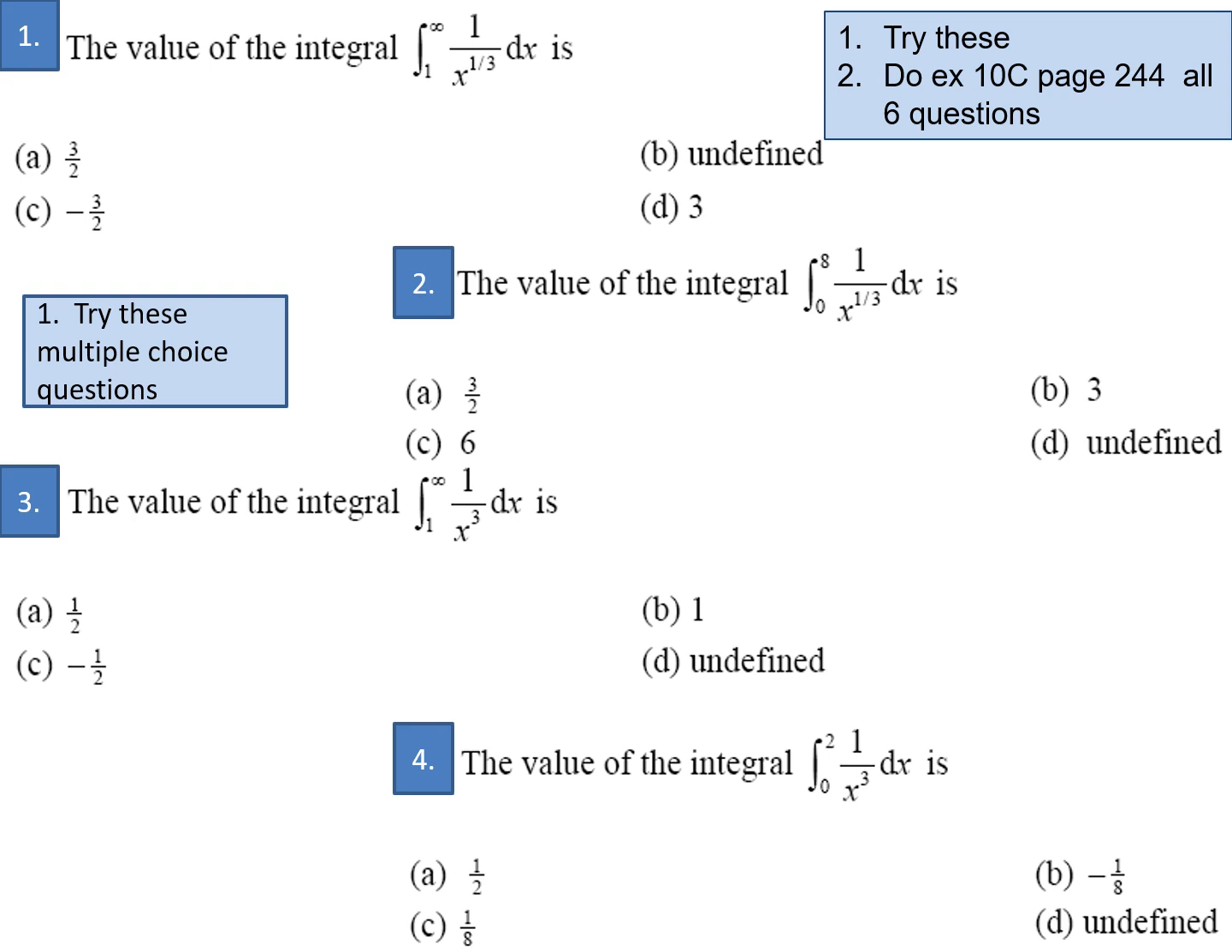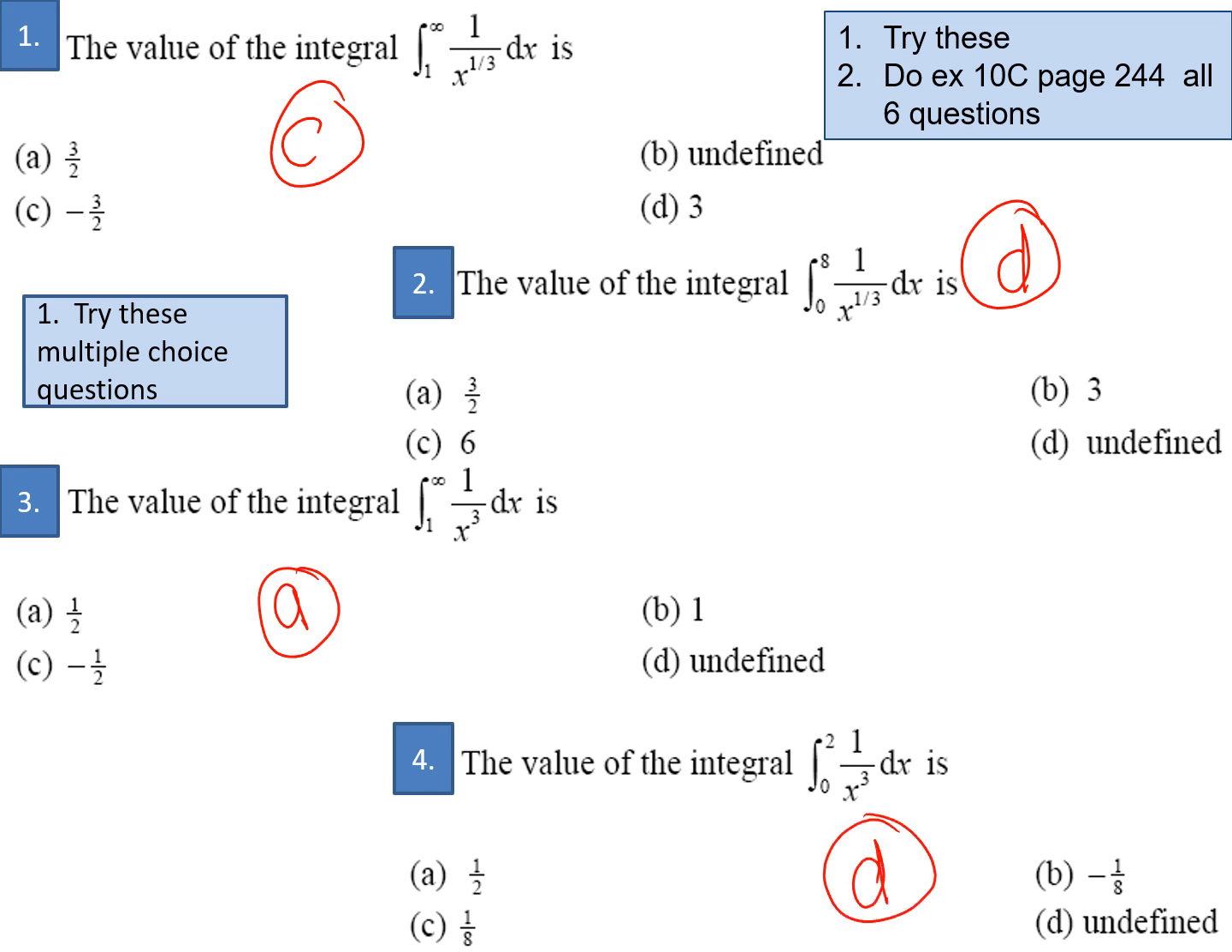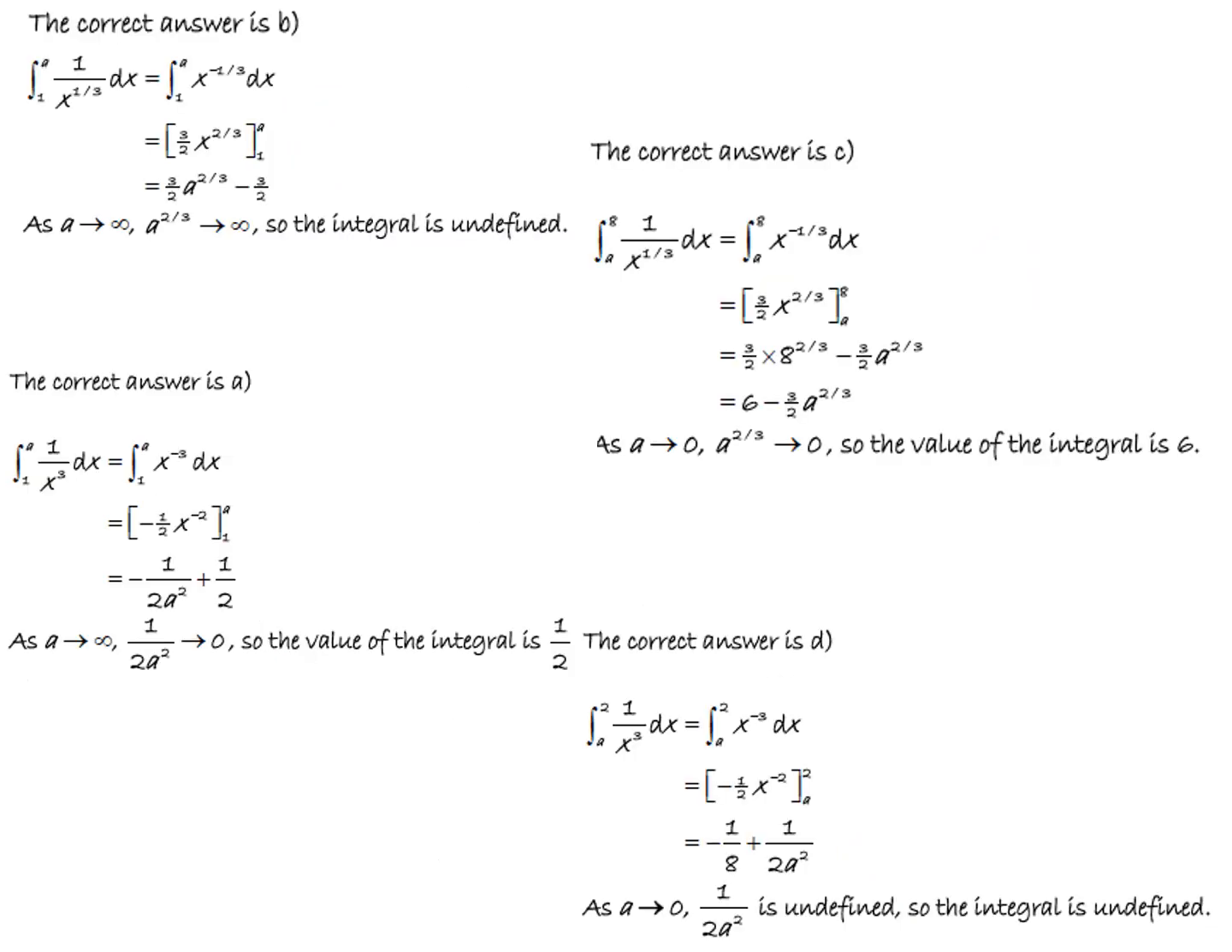I'm going to write them on. Number 1, we should have got C. Number 2, I think that one is D. Then we've got A and D again. Answers in full are there if you're not sure what I was up to or you didn't agree with one of those that I just said.